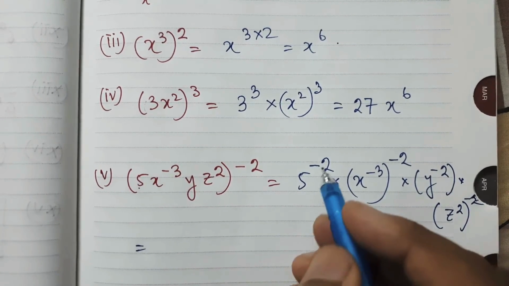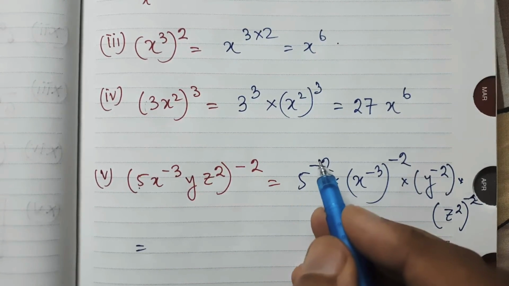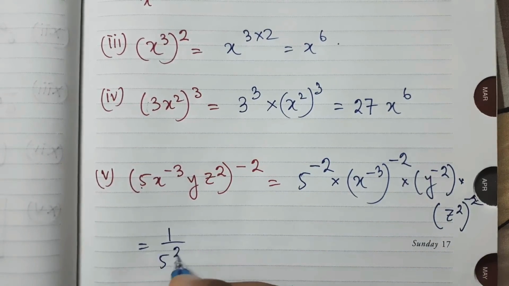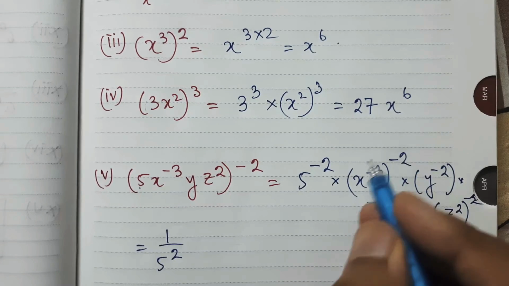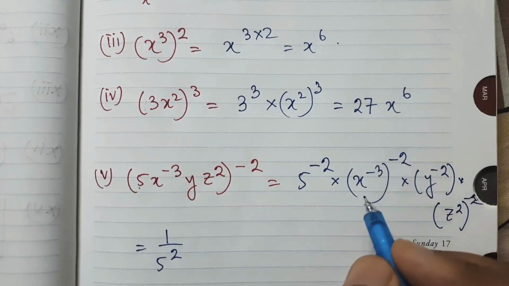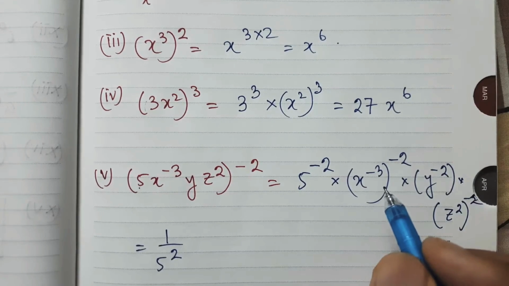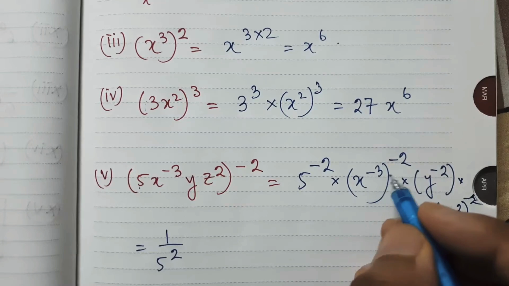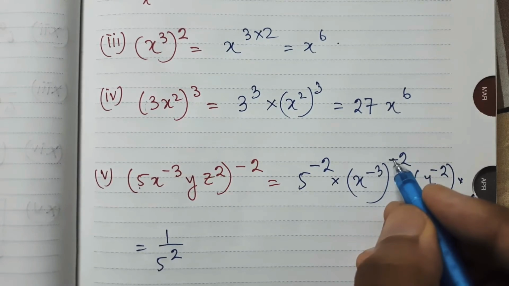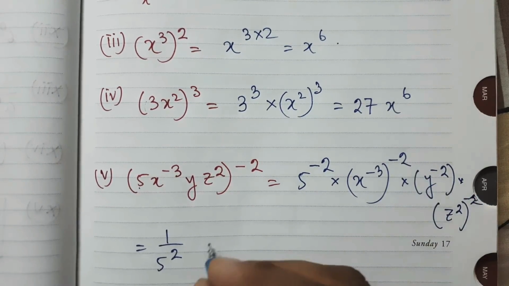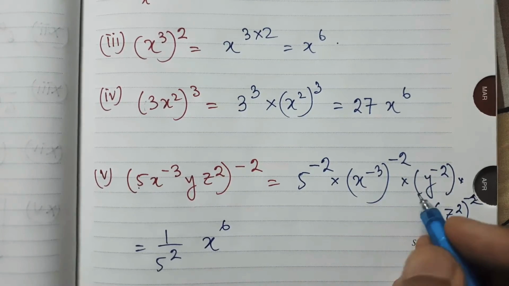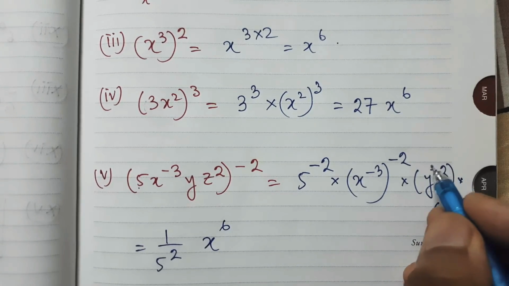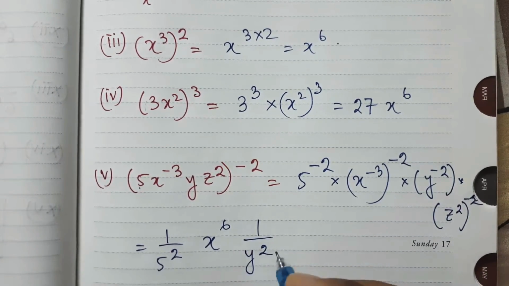Now for this term I will apply the formula of negative exponent because minus 2 is present. So it is going to be 5 square. Then for this term I will apply formula 2 because it is power of power. So it is going to be minus 3 into minus 2. Minus and minus will get plus, and 3 into 2 is 6. So x to the power 6. Then y to the power minus 2 again, so here negative exponent, so it is going to be y square.